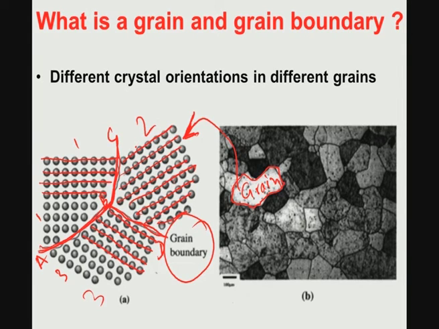Now, depending on the difference in the misorientation, if it is a small angle grain boundary, then the angle of misorientation is between 1 to 5 degrees or 1 to 8 degrees. If it is a high angle grain boundary, then the angle of misorientation is even higher, like 15 to 20 degrees.